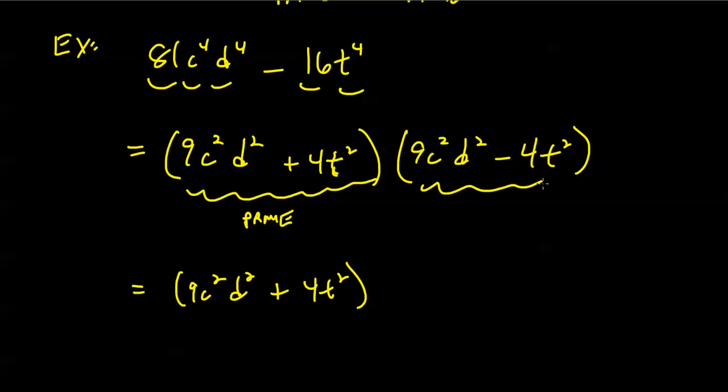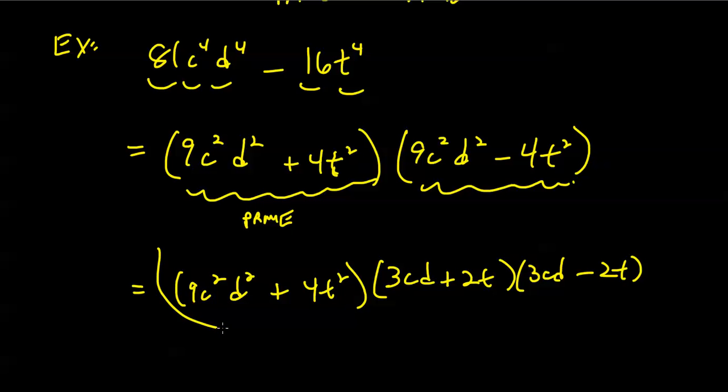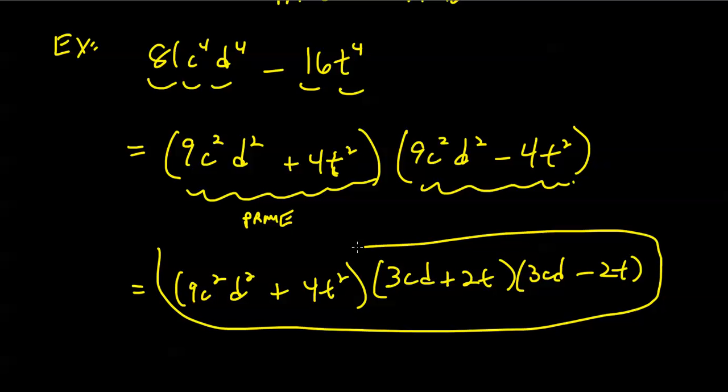But of course, I can factor again. 9 c squared d squared and 4t squared are all squares. So I can break it down again as 3cd plus 2t times 3cd minus 2t. So applying my difference of squares pattern twice in the same problem, I get this completely factored answer.